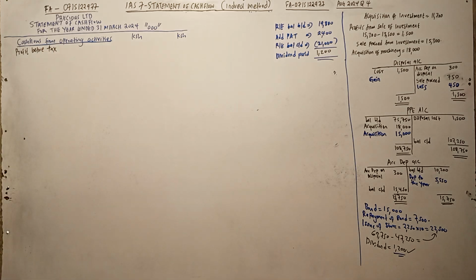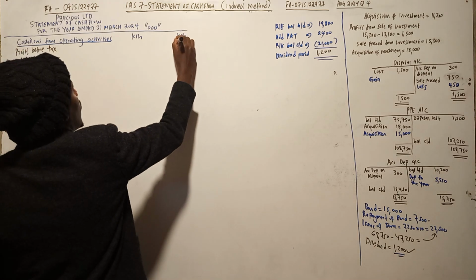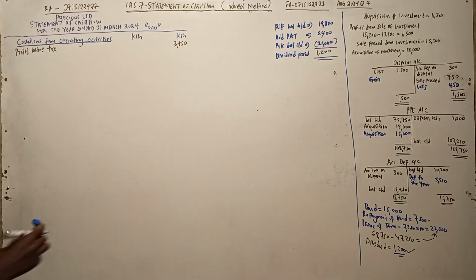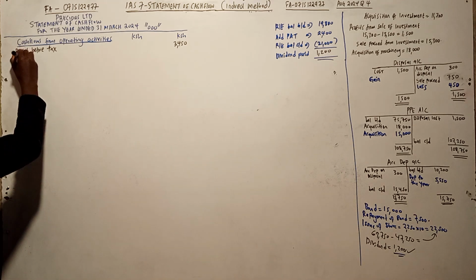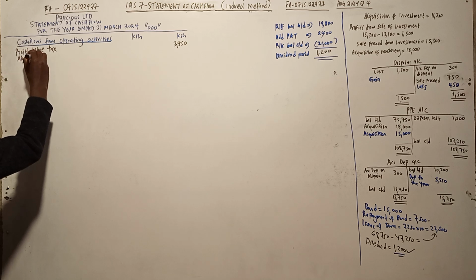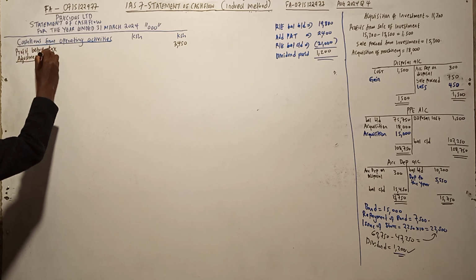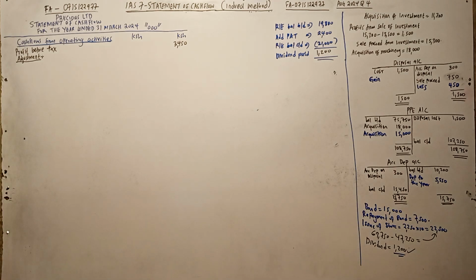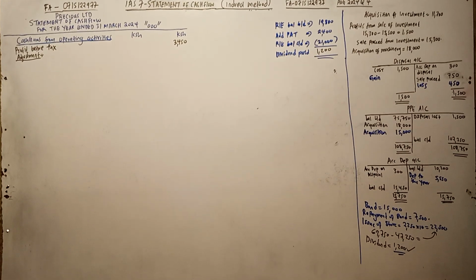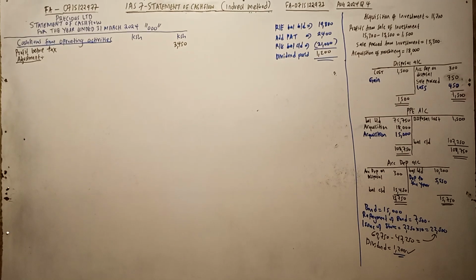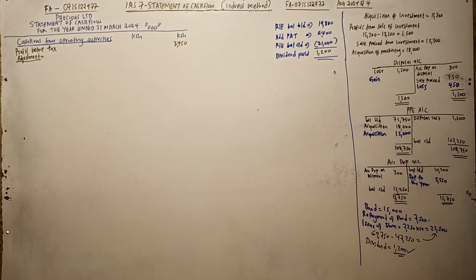So the profit before tax, let's go up to our income statement. Our profit before tax is 3450. Then we do the adjustments, as usual. So we start with adjustment number 1, which as usual is depreciation. This is the common one. Depreciation was removed in our income statement, so we are supposed to add it back.